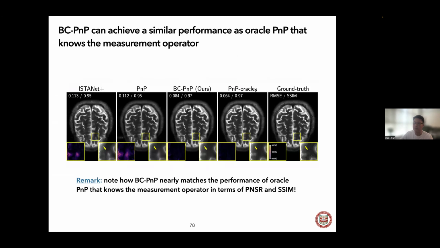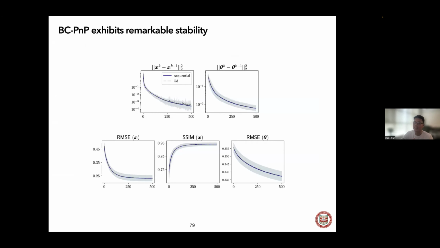If you compare BC-PMP with PMP oracle theta, again, the PMP oracle theta here means you run PMP but you know the exact forward model unknown, the perfect forward model. This figure highlights that BC-PMP nearly matches the performance of the oracle PMP. That's the takeaway of this figure. And last but not least, this is the result of the convergence. You can see the BC-PMP empirically does not diverge. It can converge, and this algorithm is very stable.